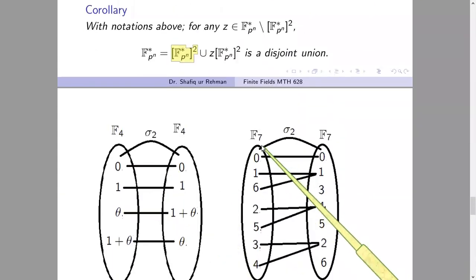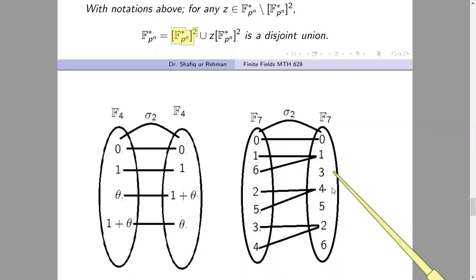But in the case of an odd order field, 0 squared, 0 we will exclude. You see 1 and 6 map onto 1, 2 and 5 onto 4, 3 and 4 onto 2. So only these 1, 4 and 2 are the squared elements. The remaining are not squared elements, and these elements have two square roots.